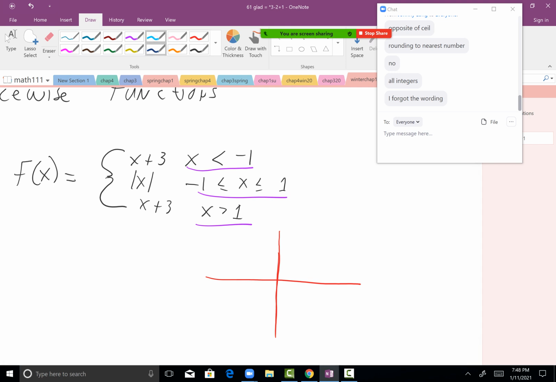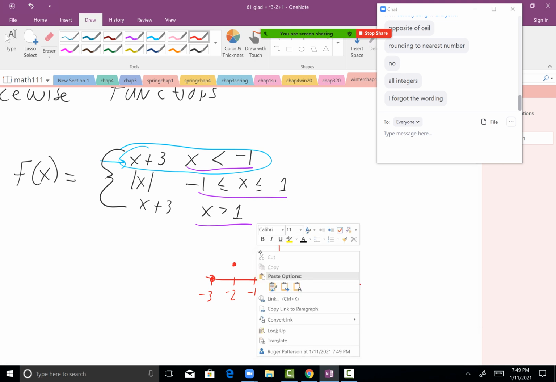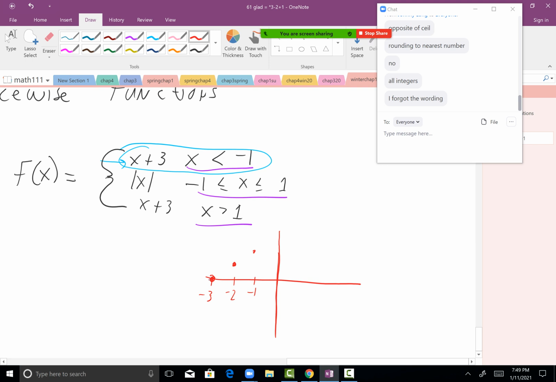So this says that if x is less than -1, then I'm going to use that function. I'm going to put a -1 here, a -2 here, and a -3 here. I'll start at -3. That means I'm going to put -3 in for x. -3 plus 3 is 0, so I'm going to put a 0 there. Now, if I put -2 in for x, I get -2 plus 3, which is 1. -1 is going to give me that. So I'm going to get a line.